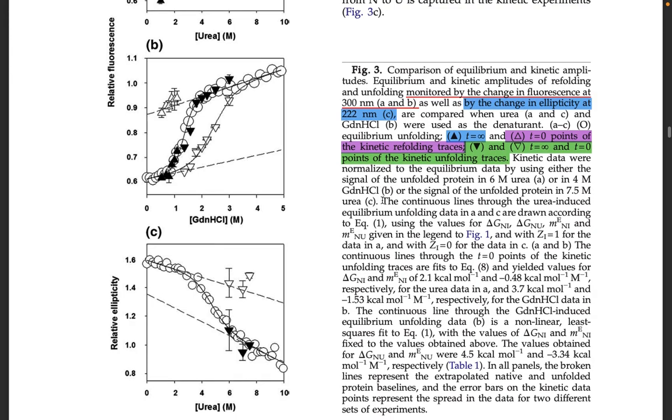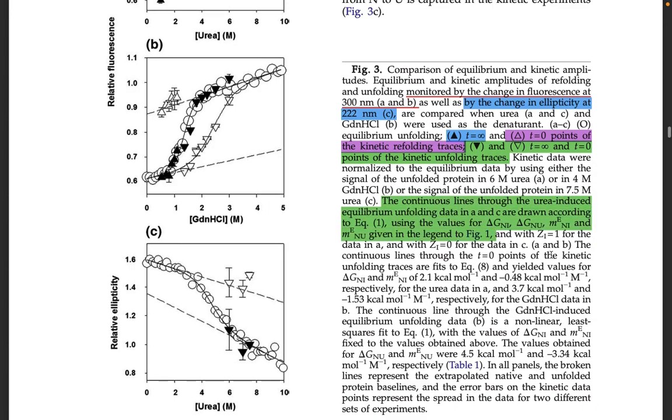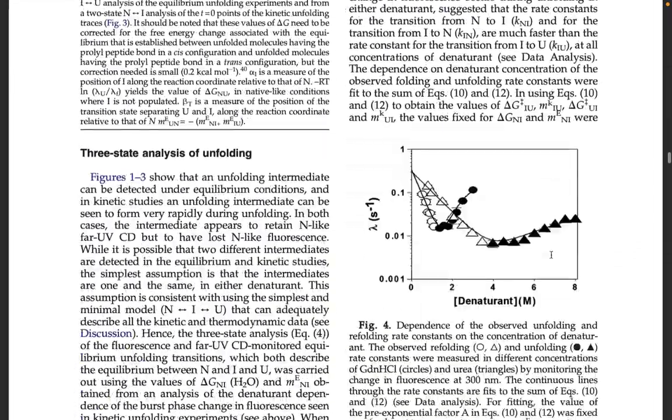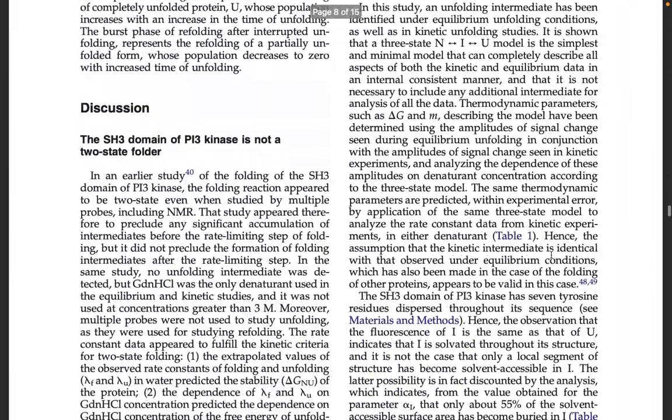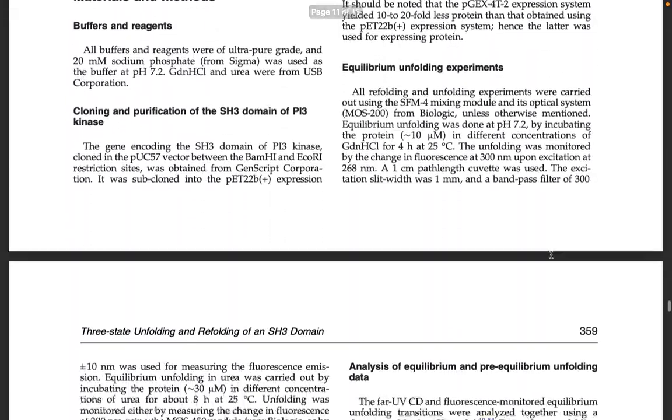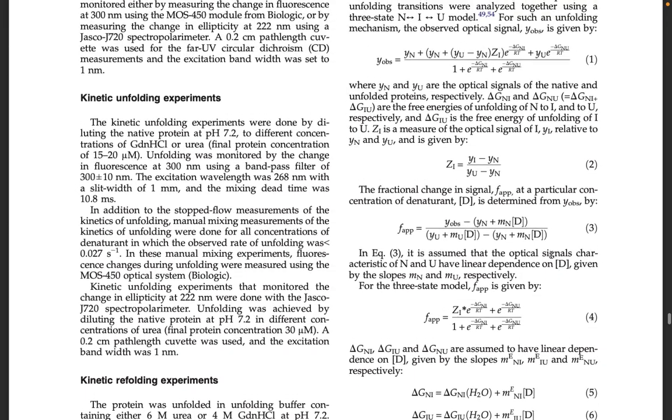Now, the continuous lines through the urea-induced equilibrium unfolding data in A and C are drawn according to equation 1 using the values of delta GNI, delta GNU, MNI and MNU given in the legend to figure 1. Now, where is the equation 1? We need to see the equation 1. Okay, so here's equation 1.